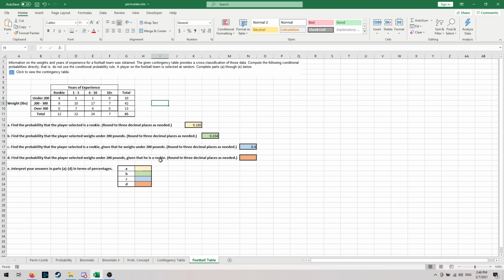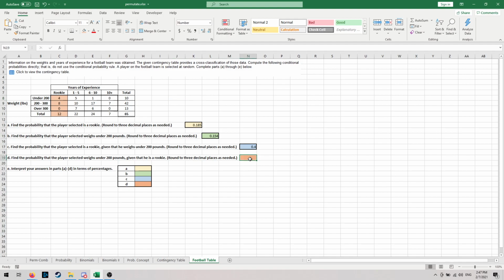And we'll do the final one. Now all we care about is the rookies. All of the players we're looking at are rookies, and we want to know if I pick randomly from the rookies, how likely is it that I get a player who weighs under 200 pounds? So this is the column we're looking at now. These are all of our rookies. 12 out of our 65 players are rookies. And this column sorts the rookies by their weight. There are 4 rookies who weigh under 200 pounds, 8 rookies who weigh between 200 and 300 pounds, and no rookies over 300 pounds. So out of these 12 guys, when I pick one at random, what are my chances he weighs less than 200 pounds?